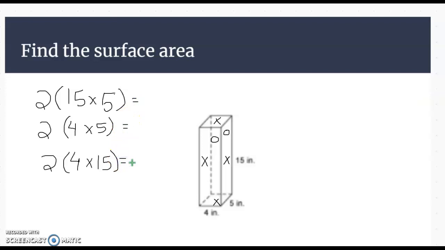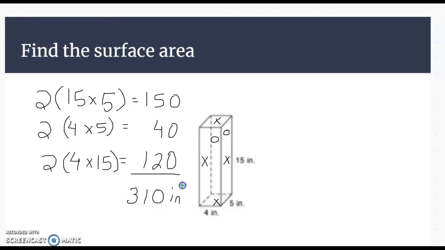So let's figure out each of these. 15 times 5, 75. 75 times 2, 150. 4 times 5, 20. 20 times 2, 40. 4 times 15, 60. 60 times 2 is 120. If we add all these together, 150 plus 40 plus the 120, we get 310 for the total. And that is in square inches.